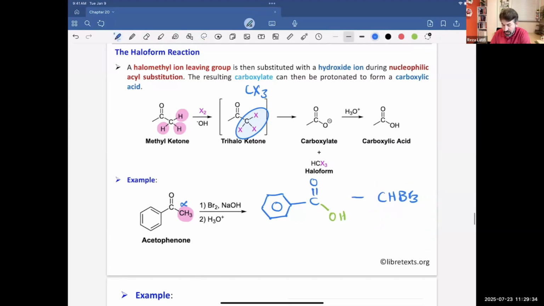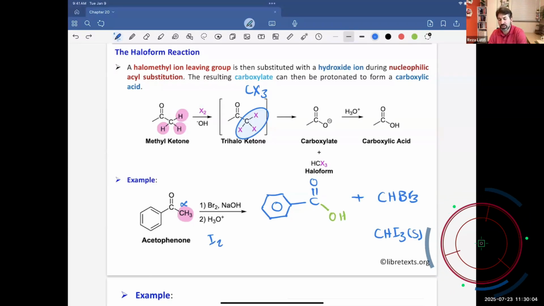This is the new product. Now, if you use iodide instead of bromide, the compound is going to precipitate. So if I use iodide instead of bromide, I get CHI3. That's going to be a solid, and it's actually yellow. So if you see a solid yellow precipitate at the bottom of the flask, that's a good sign that your ketone has a methyl substituent. It's actually a very common test for ketones.